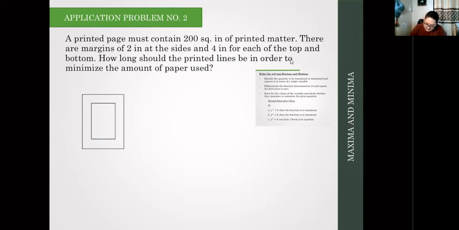Okay. So sabi, meron siyang margin na 2 inch dito, 2 inch dito. And then sa top and bottom natin 4 inches. So ito ay 4. Ito ay 4. Okay? So yung printed matter natin is ito 'yon. Itong portion na 'to. Yan yung kumbaga may text yan.